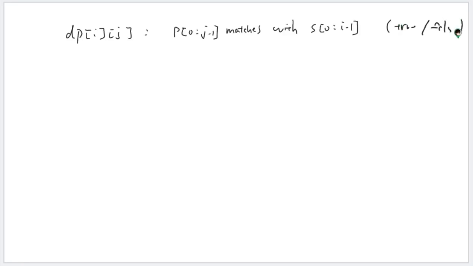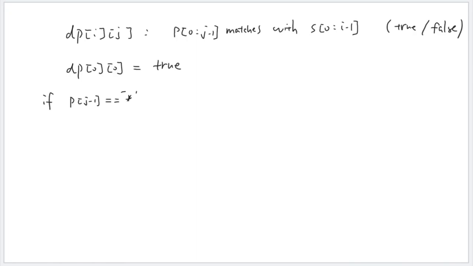So let's define the inference function for the dynamic programming approach. Let's say dp[i][j] is a Boolean value that defines whether the substring of P from index 0 to index j minus 1 matches with the substring of S from index 0 to i minus 1. It means whether the first j characters in P match with the first i characters in S. The dp[0][0] is true, meaning an empty P string matches with an empty S string.